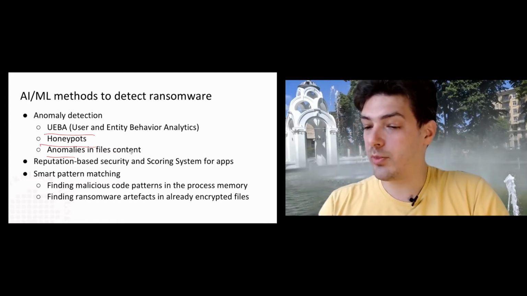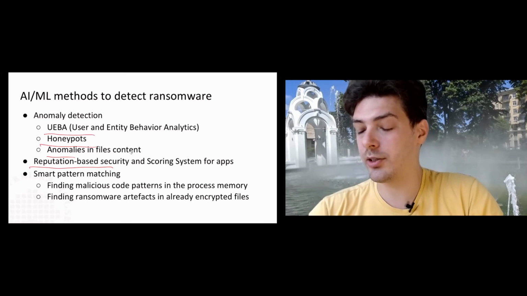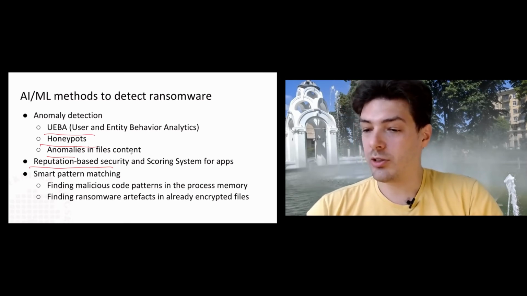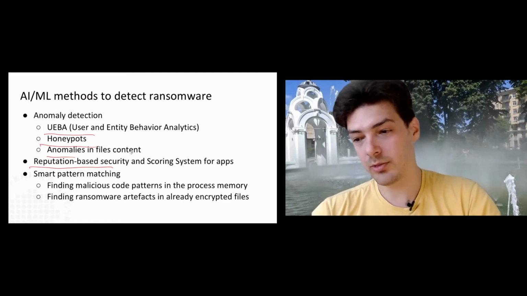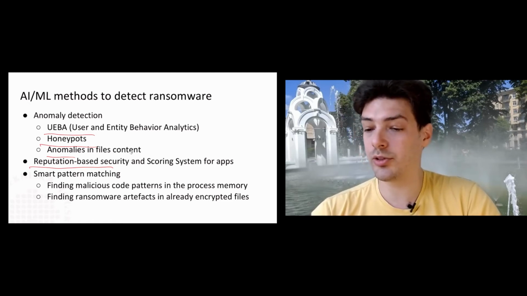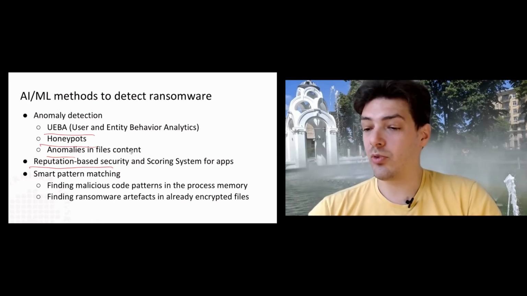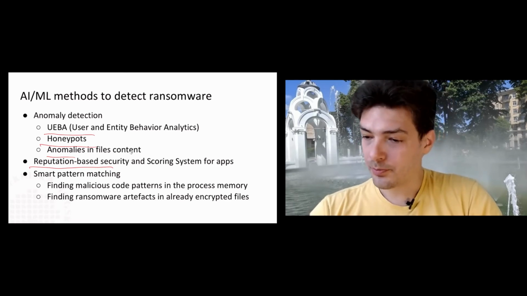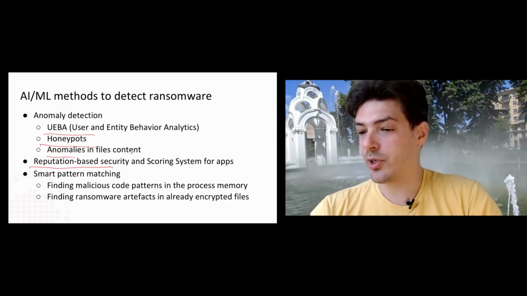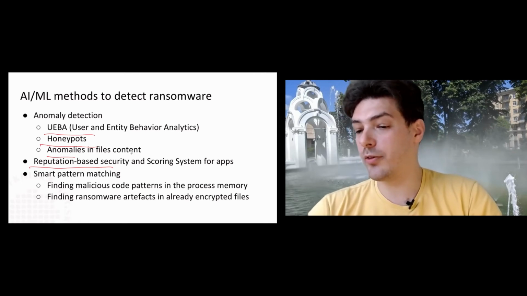Then the next class of methods is reputation-based security and scoring systems for applications. Here we can create a reputation model and assign trust and risk scores to entities of our environment. It can be users, computers, and even applications. Based on the actions performed by these entities, we can adjust this reputation score, and if it crosses some threshold, we can generate an alert and probably block this entity from performing further actions.